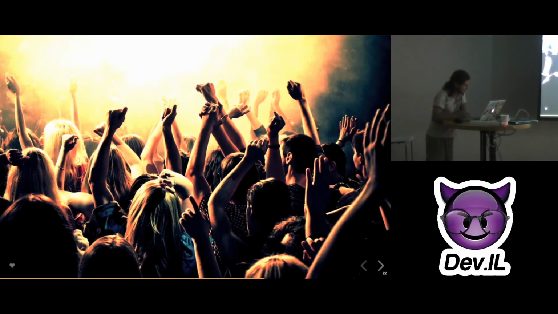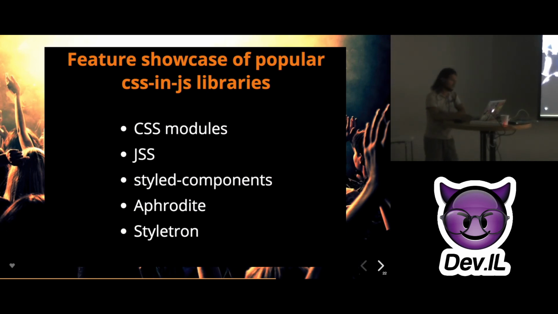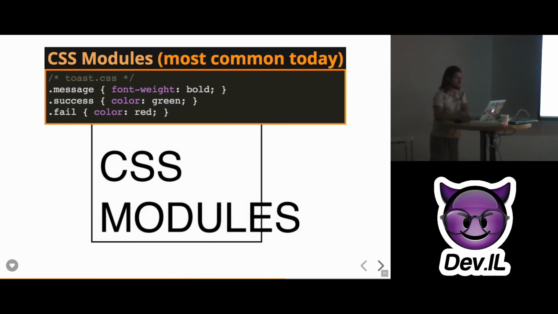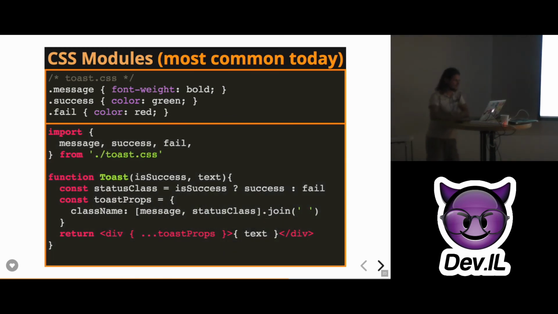So let's have a quick look at a few examples of CSS-in-JS libraries. CSS modules. This is the most popular one. Basically, you author your styles in the exact same way. And you don't need to think about the global namespace because the runtime removes that for you. It generates random class names. So you import what you wrote, and then you put it into your HTML. You can do that dynamically in your components.